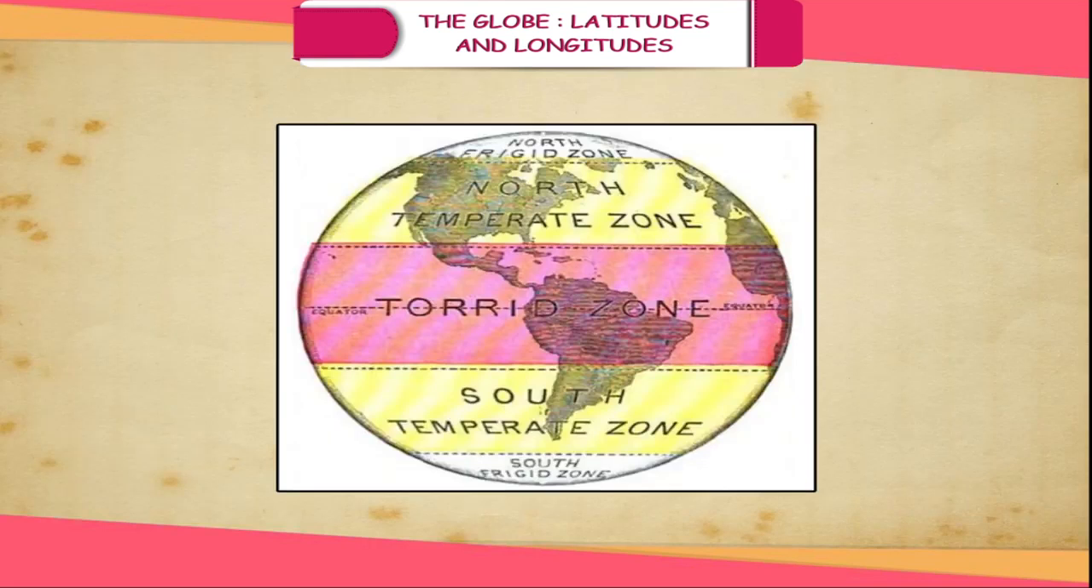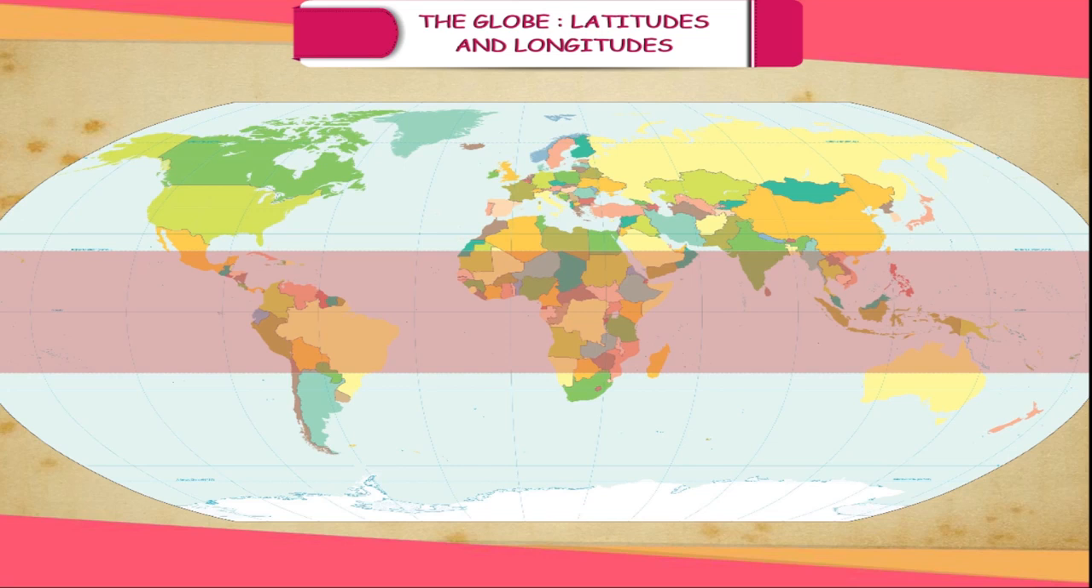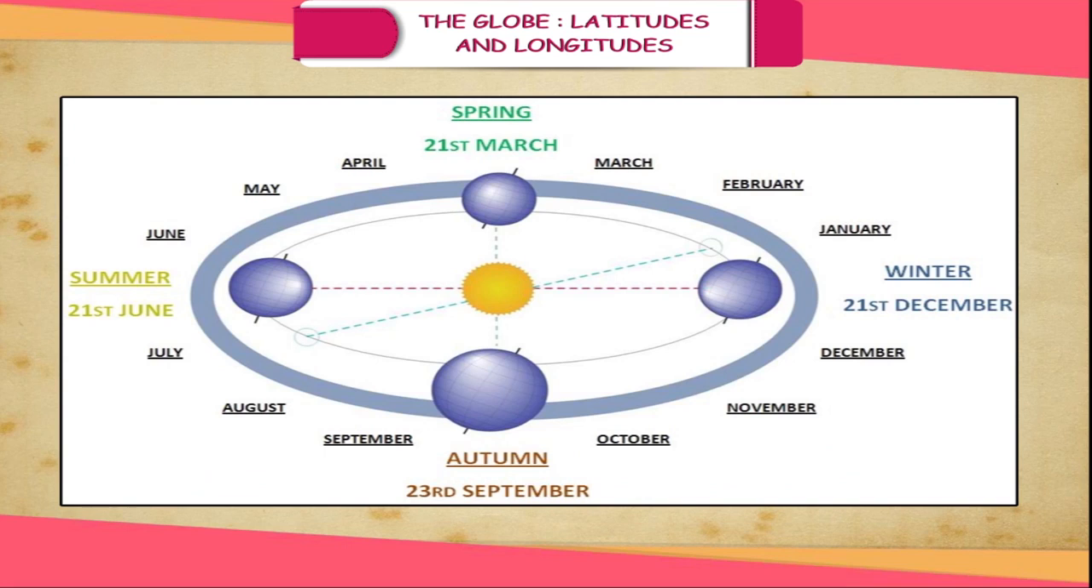Torrid zone. This zone lies between the Tropic of Cancer and Tropic of Capricorn. This zone experiences high temperature throughout the year because the rays of the sun fall vertically on this region, making it extremely hot. Most of India lies in this zone. The sun's rays fall vertically on the Tropic of Cancer on 21st June, making it the longest day in the year. Similarly, 22nd December experiences the longest night.